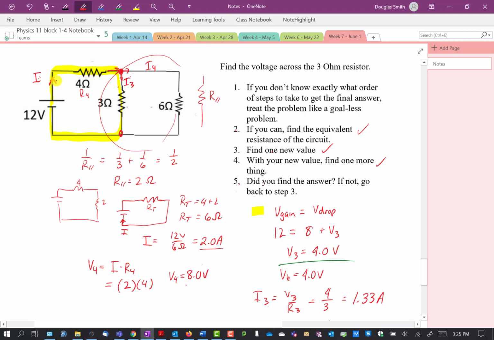So there you go. Find the equivalent resistance if you can. If not, continue on and just find one new thing as you go along.